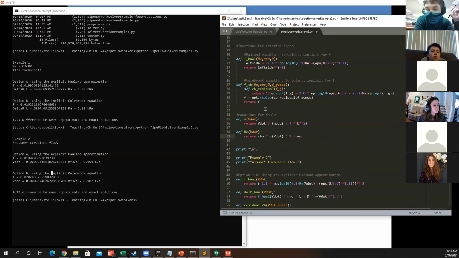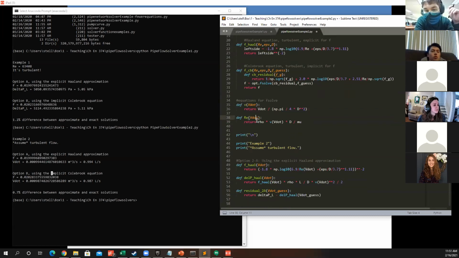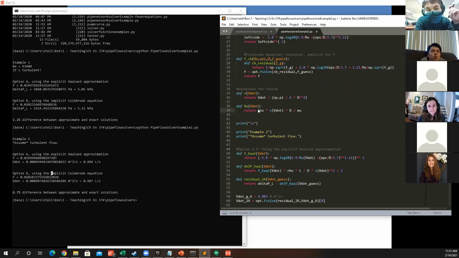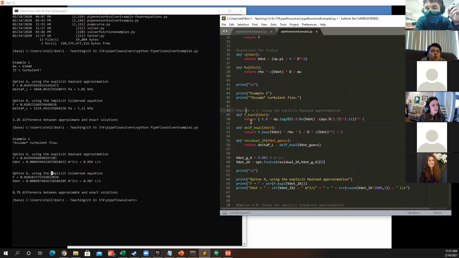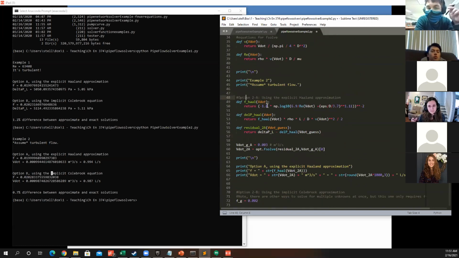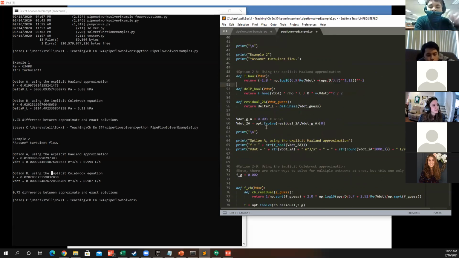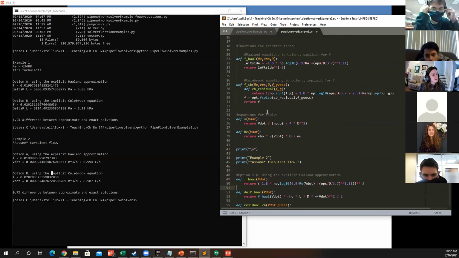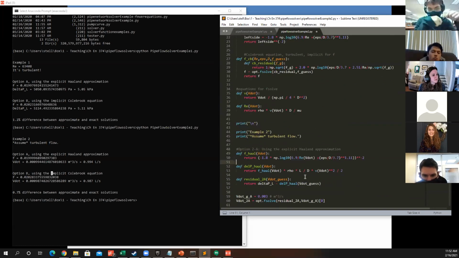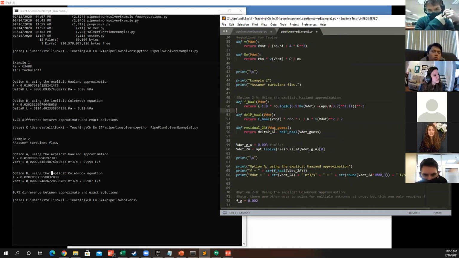And I chose to make everything a function of V dot, the flow rate, because that will make it easier when I set up my fsolve. The flow rate is the only thing it's solving for. Okay, so I do this, and then I make my residual. I also made a function for the pressure drop.